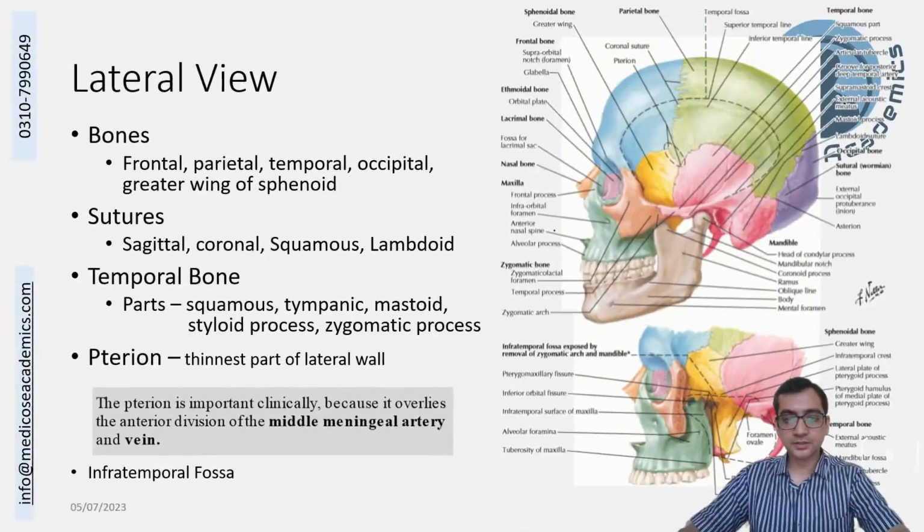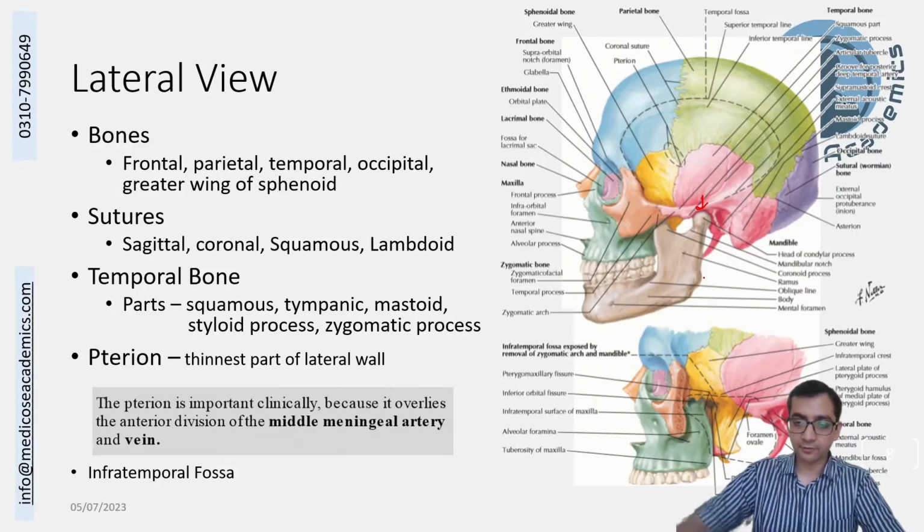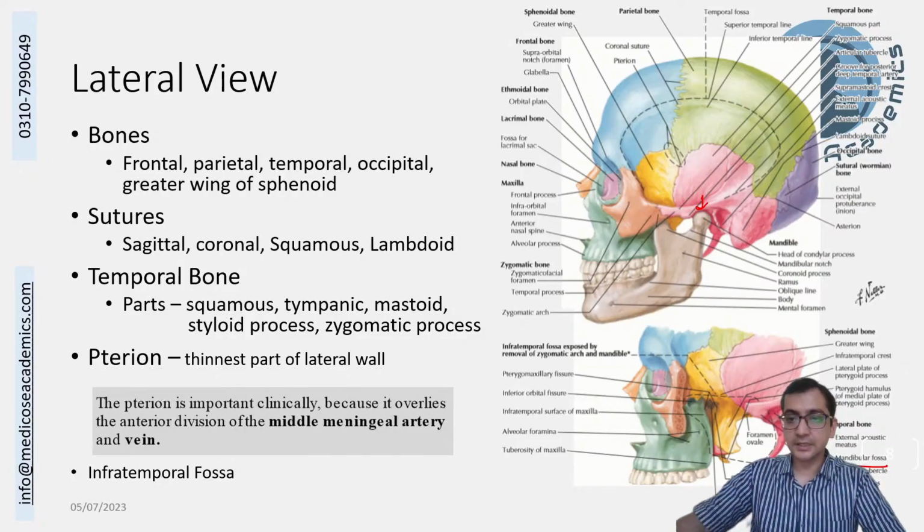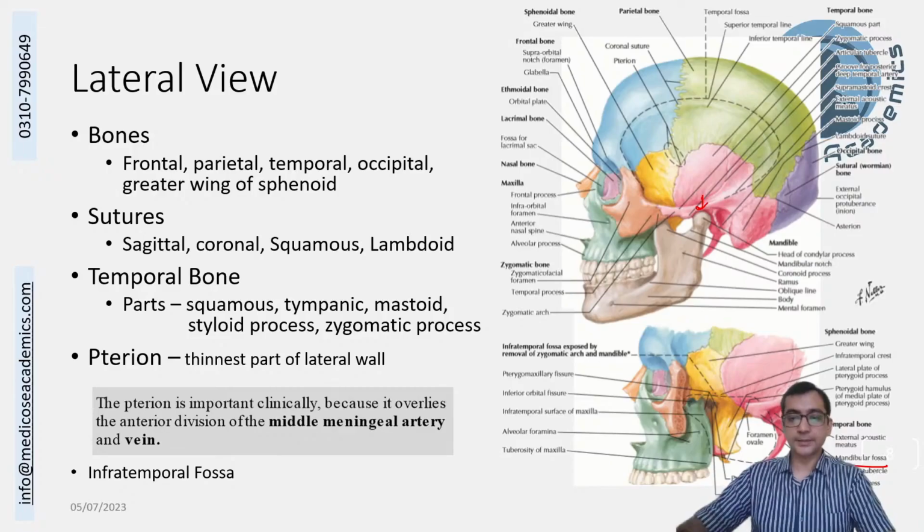Here you can compare the two. You can see the head of the mandible, the condylar process of the mandible, fitting into the mandibular fossa. So this is the articular tubercle, and this is the mandibular fossa. So these are the things.